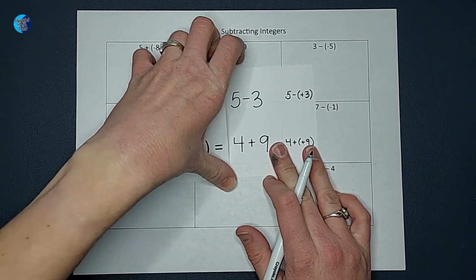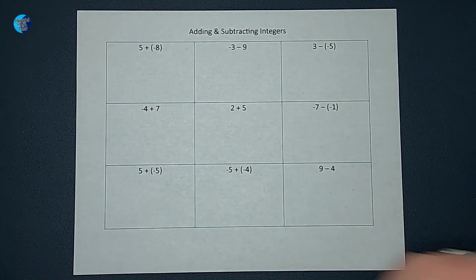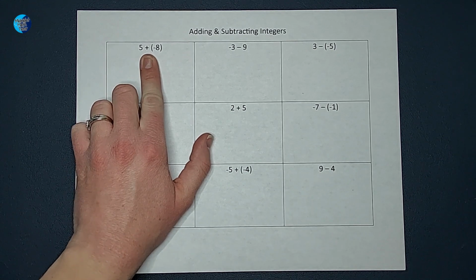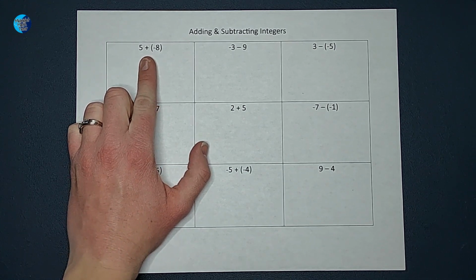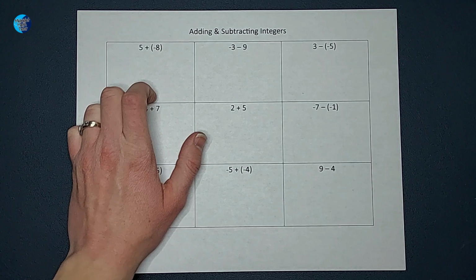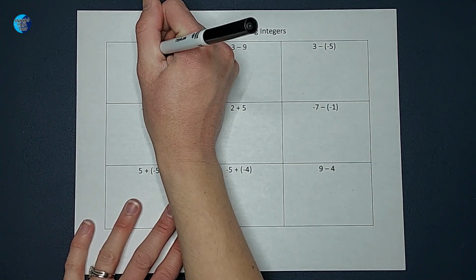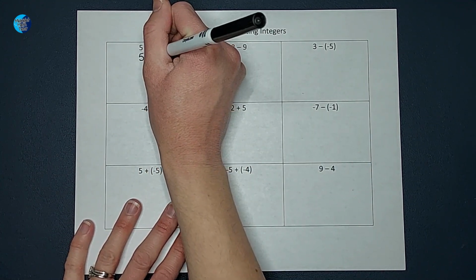Okay. All right. So on this first one, I'm asking myself, are there any signs right next to each other? Well, there are. They're different. I have a plus and a minus. So I am just going to leave a minus or a negative.